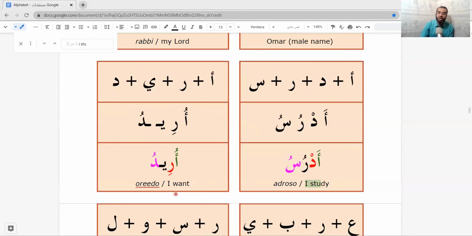Another verb which means I want. Alif, Ra, Ya, and Dal. Here Alif has Dhamma. So we say U. Here, the Alif had Fatha. That's why we said A. But here it's U. Then Ri. The long vowel, E. Uri. Then Du. Uridu, I want.